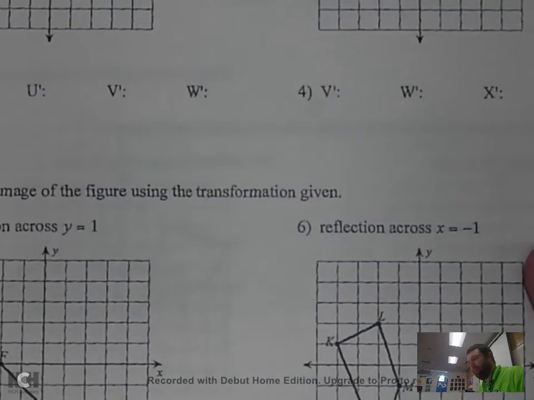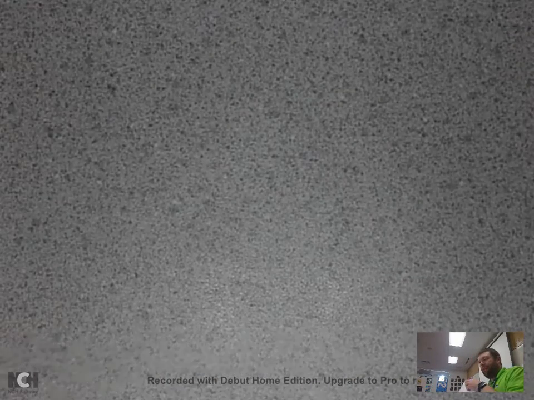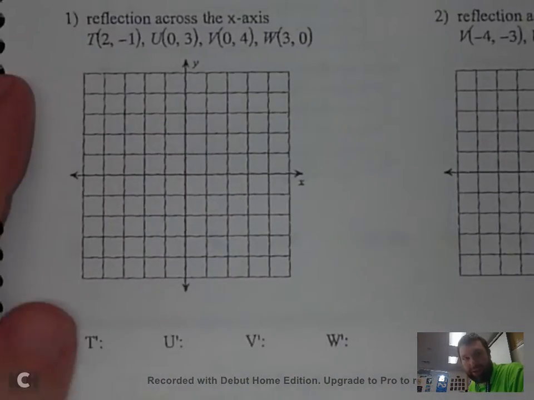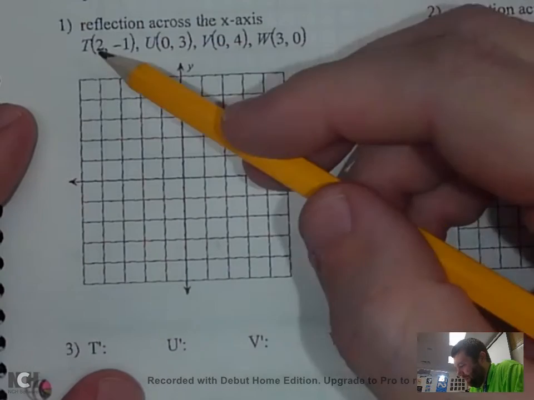Okay, so that's all you're doing. You just need to know those horizontal vertical lines. So let's look at an example. We're going to talk about reflections. So first things first, I'm going to graph these points right here.